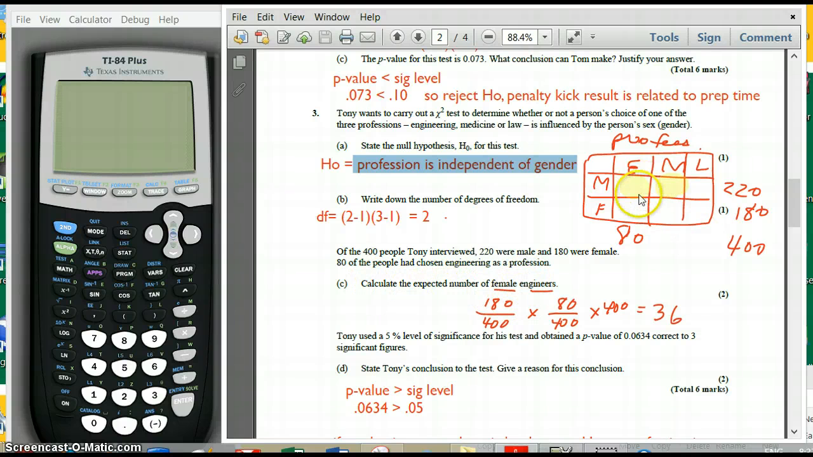So to find the number of female engineers, we would need to multiply the percentage of this column times the percentage of this row, and then multiply times 400 total. The percentage of this column would be 80 over 400. I'm sorry, we're supposed to do it for female engineers, so it would be this row: 180 divided by 400 for females, 80 divided by 400 for engineers. So if 80 out of 400 of the people were engineers, and 180 out of the 400 people were female, how many are female engineers?